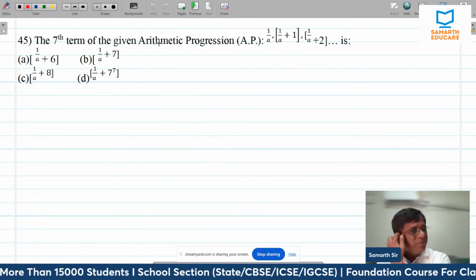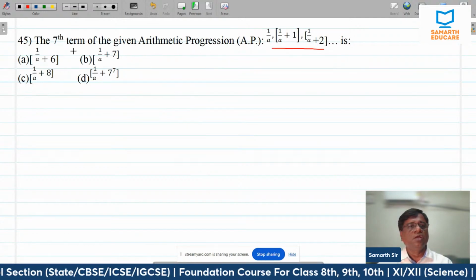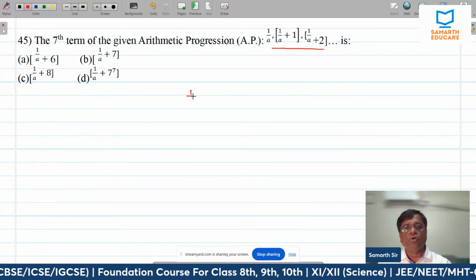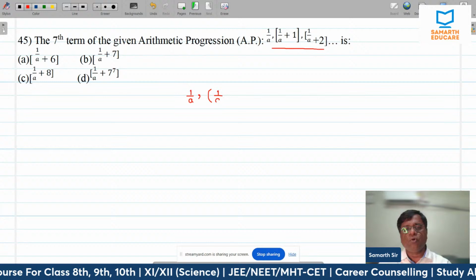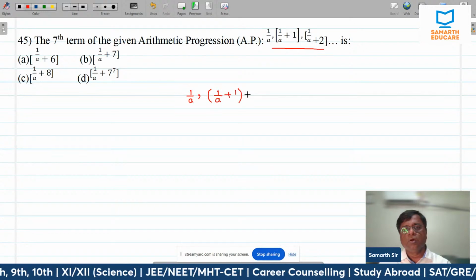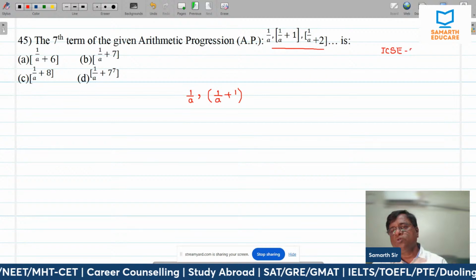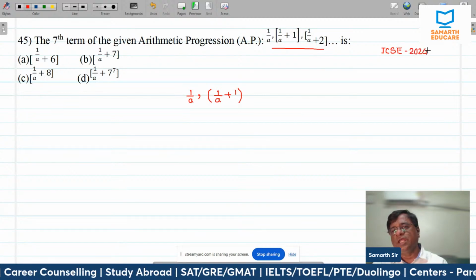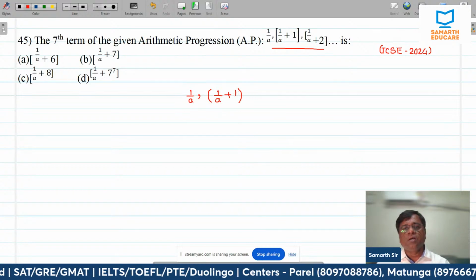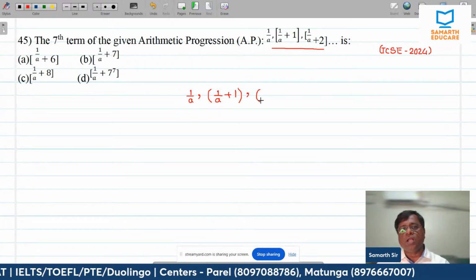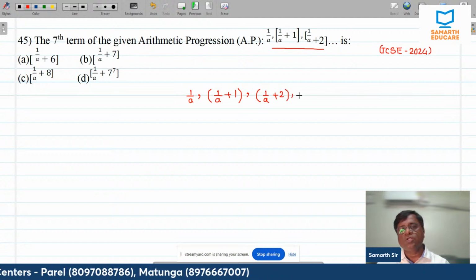So here, let me make you understand. The actual question is this: an AP is there, the seventh term is to be found out. 1 upon a is the first term. The second term is 1 upon a plus 1. Okay, this is the ICSE 2024 paper, so the latest paper, ICSE. Now the next is 1 upon a plus 2, and so on.